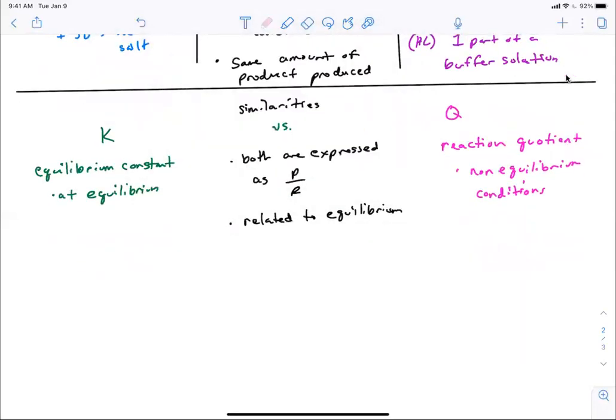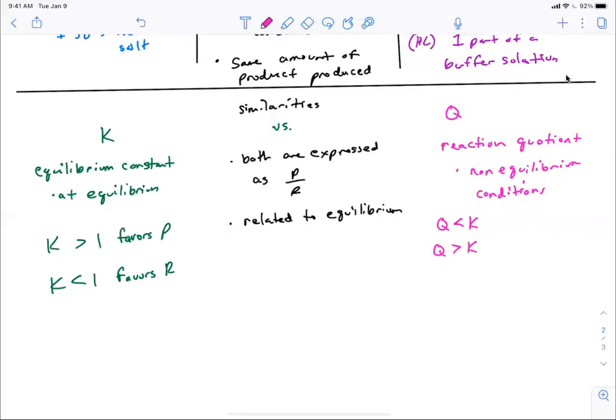So whereas when you look at K and you say K is greater than 1 or K is less than 1, K is greater than 1 favors products and K is less than 1 favors reactants. For Q, you're not comparing to 1, you're comparing to K. Q is either equal to K, less than K, or greater than K. So there is a difference in how you compare those two ideas.